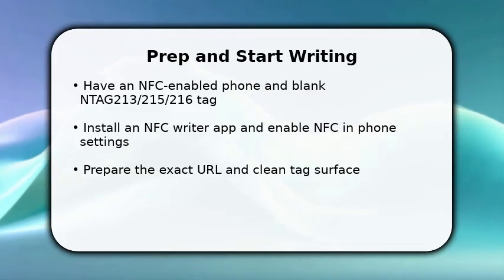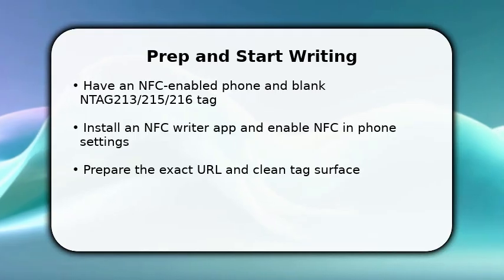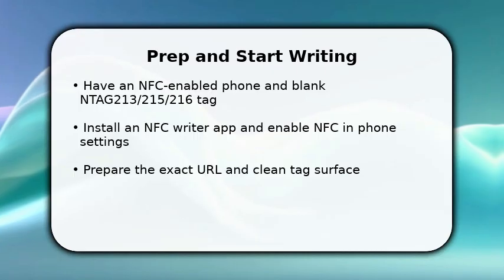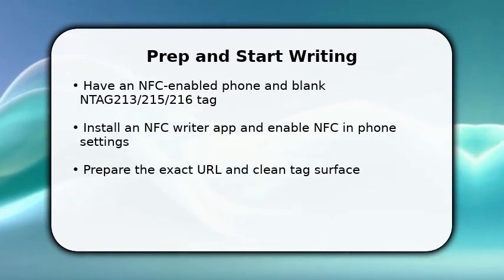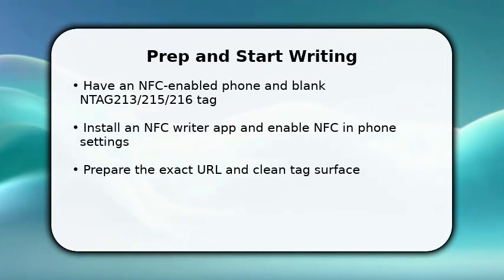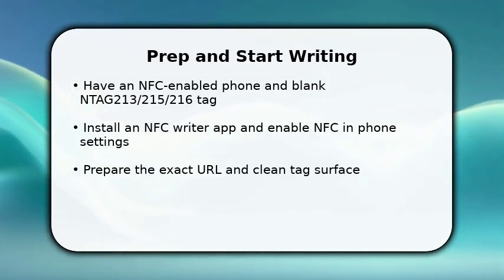You have the essentials: a phone with NFC and a blank tag, so open your chosen NFC Writer app now. Tap Enable NFC in Settings if it is off, then choose the Write or URL Record option. Enter the exact URL you want to store, avoid redirects and tracking fragments. Once entered, hold the tag to the phone's NFC area as prompted.